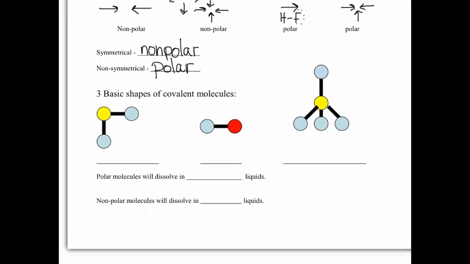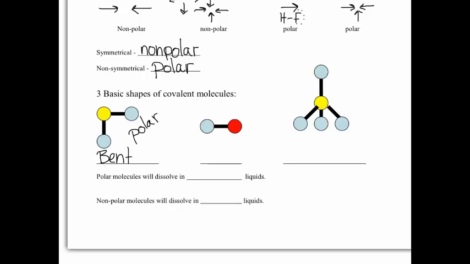So let's look at some of these. This is actually the shape of water. It's just twisted a bit, facing the other way. That we call a bent molecule. It will always be polar.